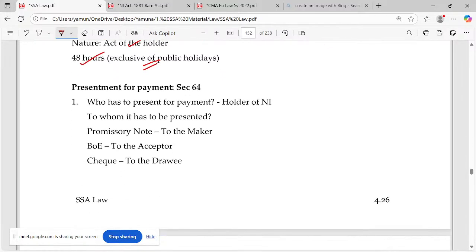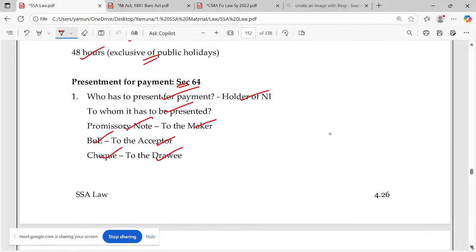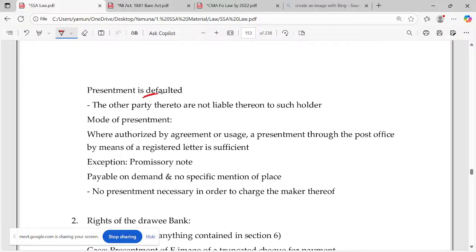Section 64, presentment for payment. Who has to present? Holder தான் present பண்ணணும். Obvious தான. To whom it has to be presented? Promissory note on the maker. See, இதெல்லாம் அப்படியே பார்த்தாலே தெரிஞ்சிடும். Bill of exchange na acceptor கிட்ட present பண்ணணும். Cheque na drawee bank. Okay. Then if presentment is defaulted, the other party will not be liable. நீங்க டிமாண்ட் பண்ணாதான் அவன் பணம் கொடுப்பான். Mode of presentment as usual through post office or registered letter.